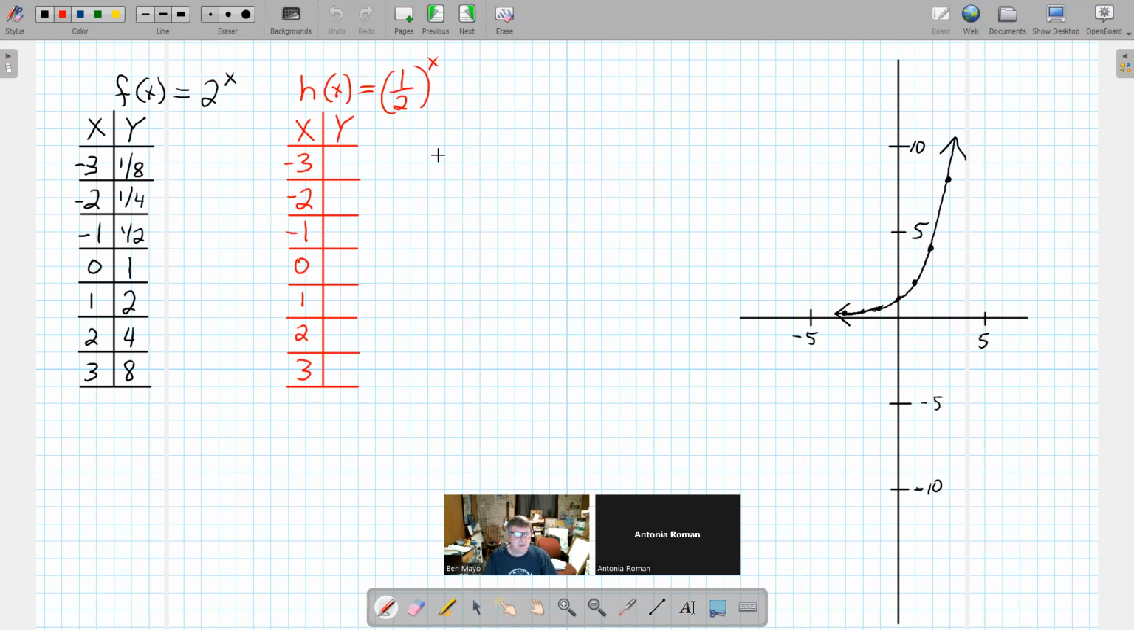Now, let's take a look at this graph. We've still got f of x equals 2 to the x, but now we're going to change the base from a 2 to a 1/2. And let's see what happens when we do that. So h of -3 equals 1/2 to the -3 power, which is 2 over 1 to the +3 power, which is 2 cubed or 8.